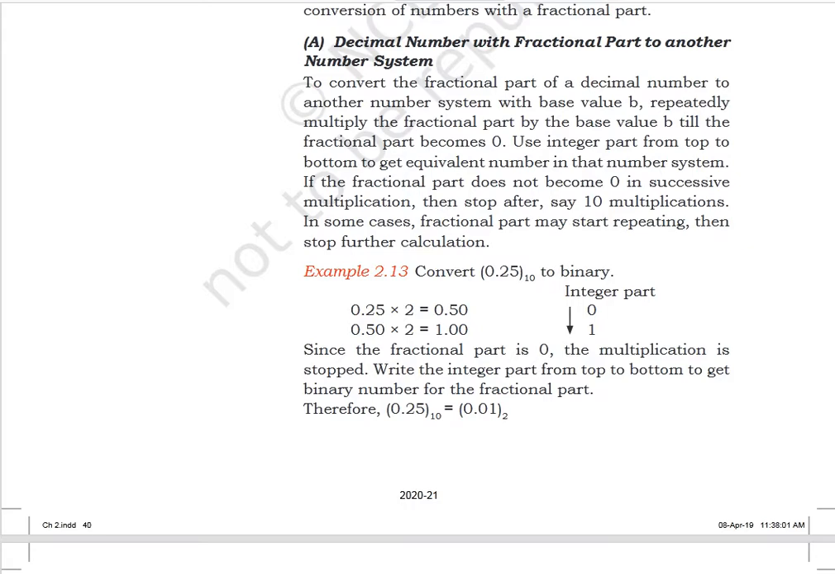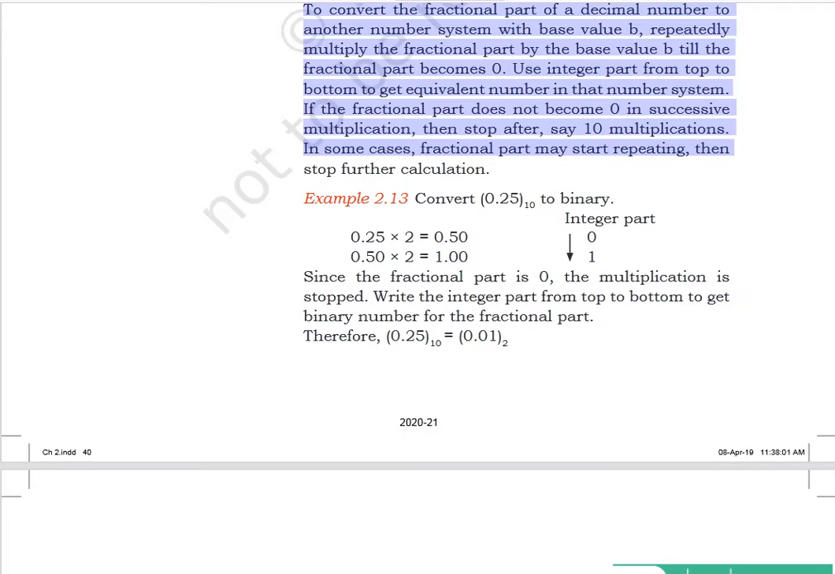To convert the fractional part of a decimal number to another number system with base value b, repeatedly multiply the fractional part by the base value b till the fractional part becomes 0. Use the integer part from top to bottom to get the equivalent number in that number system. Okay, these are the steps to complete the calculation. Now we can understand it with the help of this example.